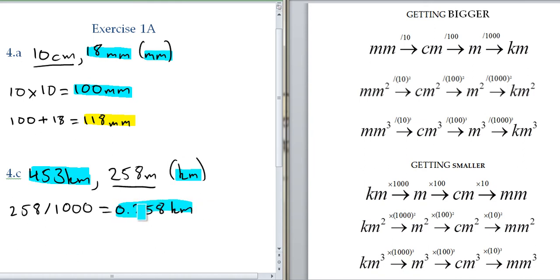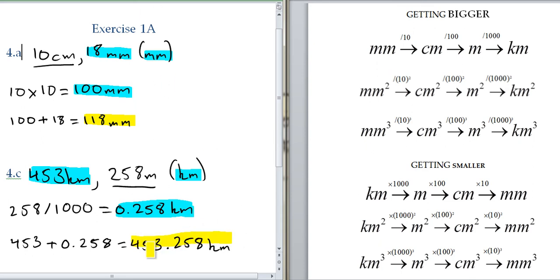Alright, so now that's also in the same unit as we want. So now everything's of the same unit. So finally we just add it up. We do 453 plus 0.258, which equals 453.258 kilometers. Always remembering to check your answer with a calculator. So that's 4C. Alright, so the process is the same each time.